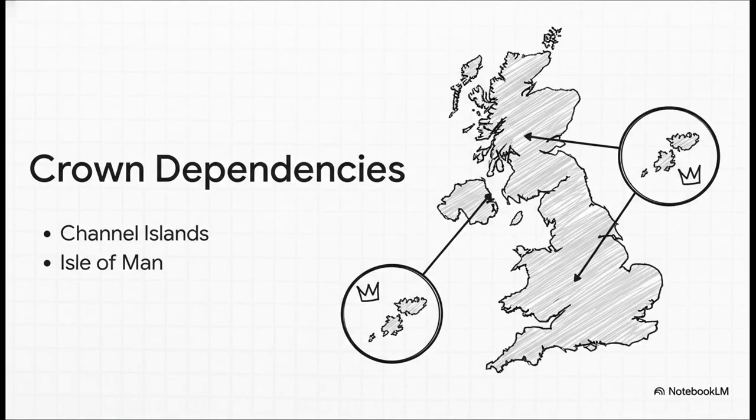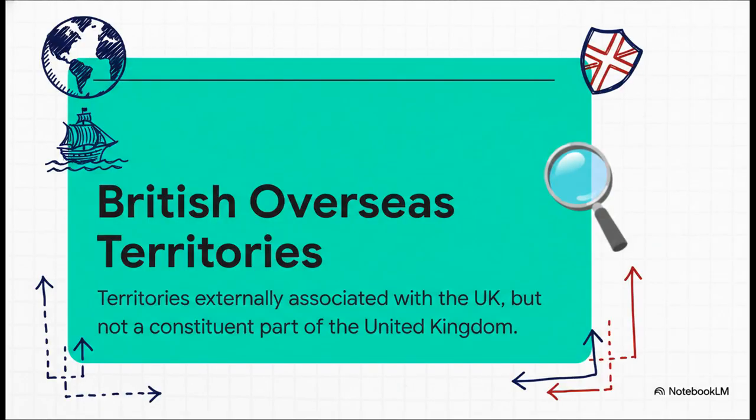And you 100% need to memorize these examples. The Channel Islands, which are Jersey and Guernsey, and the Isle of Man. When you see these names on the exam, your brain should immediately go, ah, Crown dependency, not part of the UK. All right, next up are the British Overseas Territories, and the headline here is exactly the same as before.